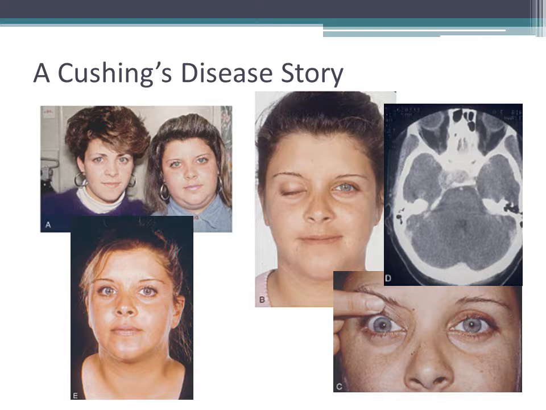ACTH needs the adrenal glands to cause Cushing syndrome. If you remove the factory of cortisol, which is the adrenal gland, you solve the problem of Cushing syndrome. However, you have to deal with the pituitary tumor, which is producing too much ACTH and might cause mass effect. So this patient required surgery to resect that pituitary tumor.